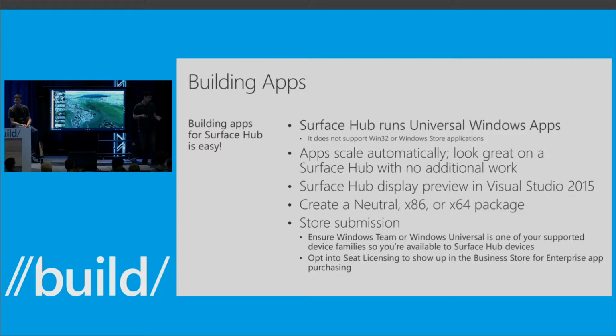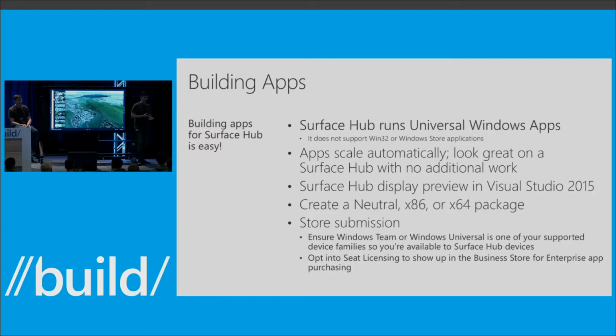And for store submission, you have to think about two things. Remember two key points when you submit to the store. First, make sure Windows Team or Windows Universal are included in your platforms, because you can submit apps that go only to phone or only to desktop. If you want to have it on the Surface Hubs, it's Windows Team.